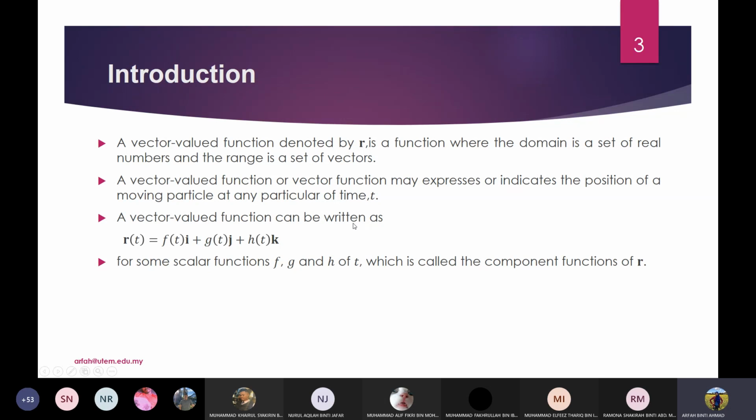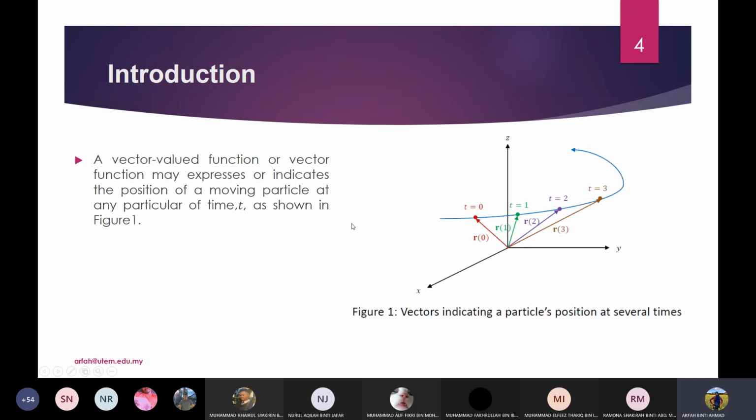Okay, so akan ada komponen I, komponen J dan juga komponen K. Sebab kita nak express dia dalam term of position as well. That is why you are going to have I, J dan K. So dekat mana sebenarnya vector punya position of this one? If we take a look at the vector value function, dia menunjukkan position atau moving particle at any particular time t, as shown in figure 1.